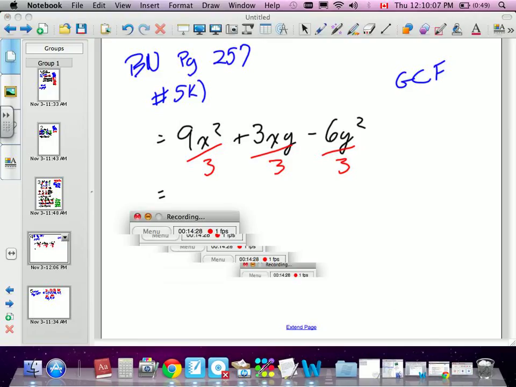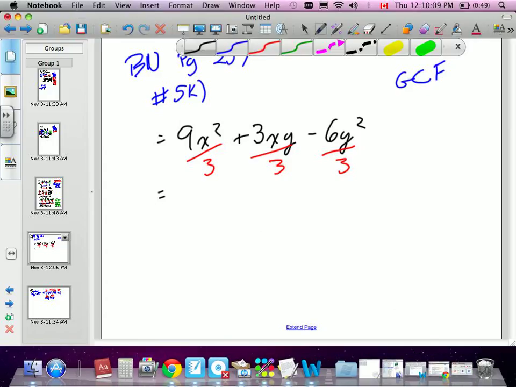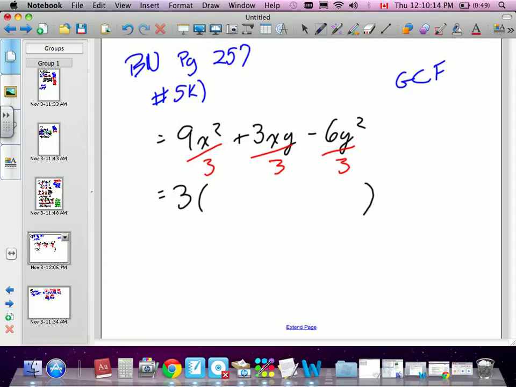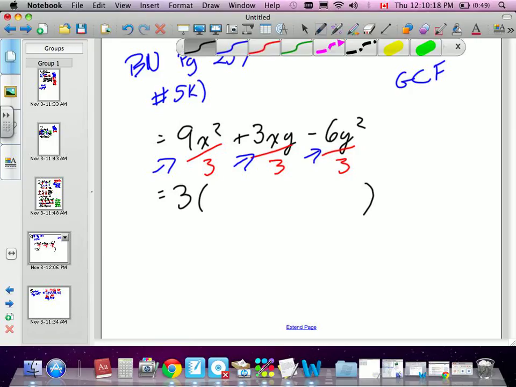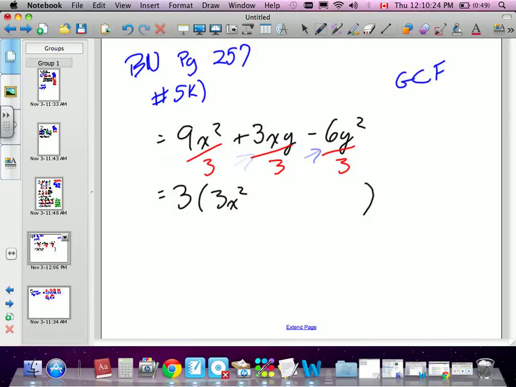So we know we can take out a 3 as a common factor. That means the 3 goes outside of a set of brackets, and inside the brackets, we divide each of the 3 terms. 9x squared divided by 3 will give us 3x squared. 3x times y divided by 3 will give us x times y. And negative 6y squared divided by 3 will give us negative 2y squared. So I've now taken out a greatest common factor.